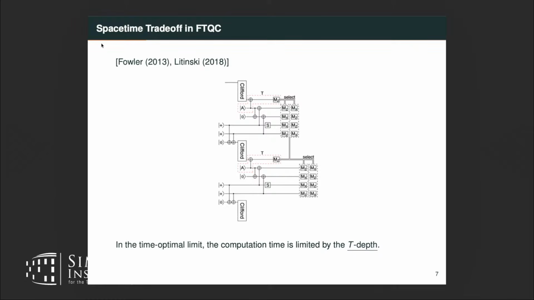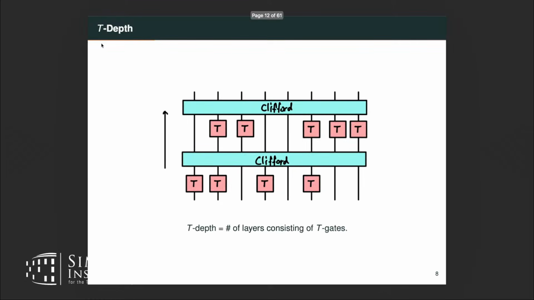One of the early works in this direction, which I think is interesting, is due to Austin Fowler, which was expanded upon by Daniel Litinsky in 2018, which is that if you really have a huge quantum computer and you can apply these T gates in a really fast way, ultimately what constrains the total computation time is the T depth of the circuit. Roughly speaking, say you have a circuit consisting of Clifford and T gates, and imagine organizing them into different layers that either consist purely of Cliffords or purely of T's. And you basically try to minimize the number of independent T layers as much as possible. And the minimum attained number is called the T depth.